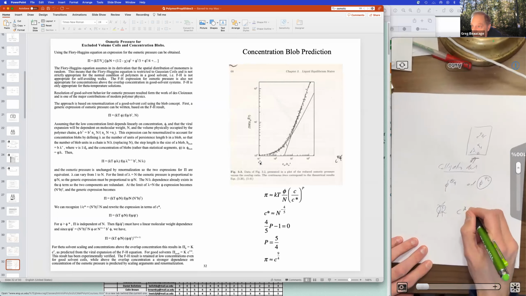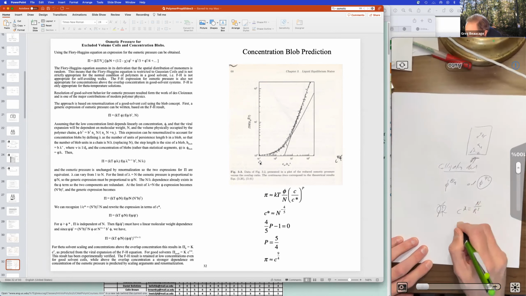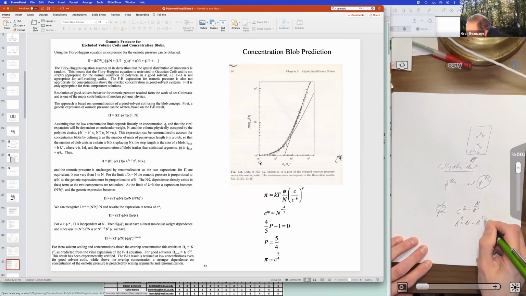C star equals the mass divided by R cubed, and R to the df equals n, right? And df is 5/3 here, so R to the 5/3, or n to the 3/5, is R. So if you have R cubed, this is n to the 9/5, and this is n to the 5/5. So you end up with n to the -4/5 power from this good solvent scaling from Flory-Huggins.